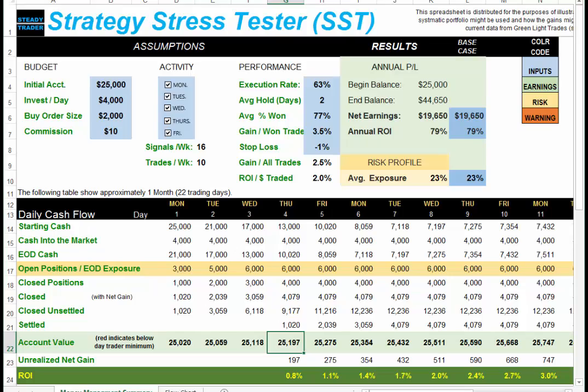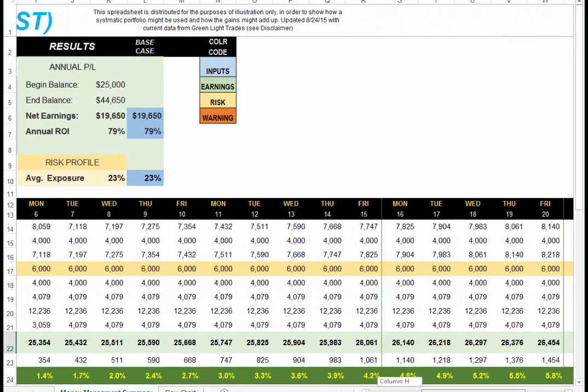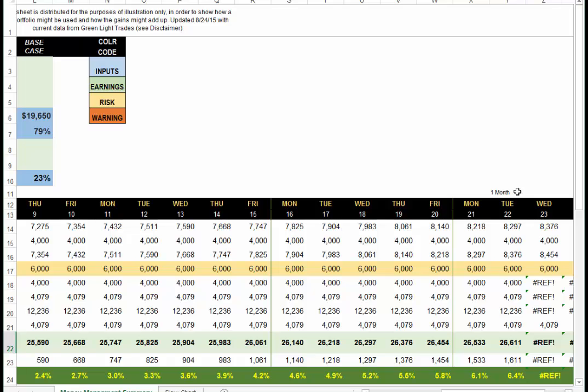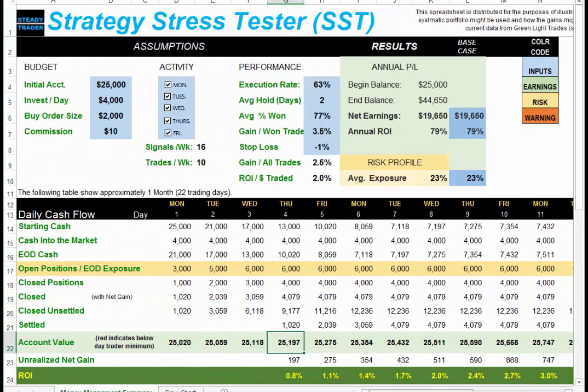The cash flow section is rolled out for 1 full month, 22 trading days in an average month. That's basically long enough to see what's going to happen with any system, especially for trading on a regular basis if it's a systematic approach. So let's start playing with this model and show you just how powerful it is.